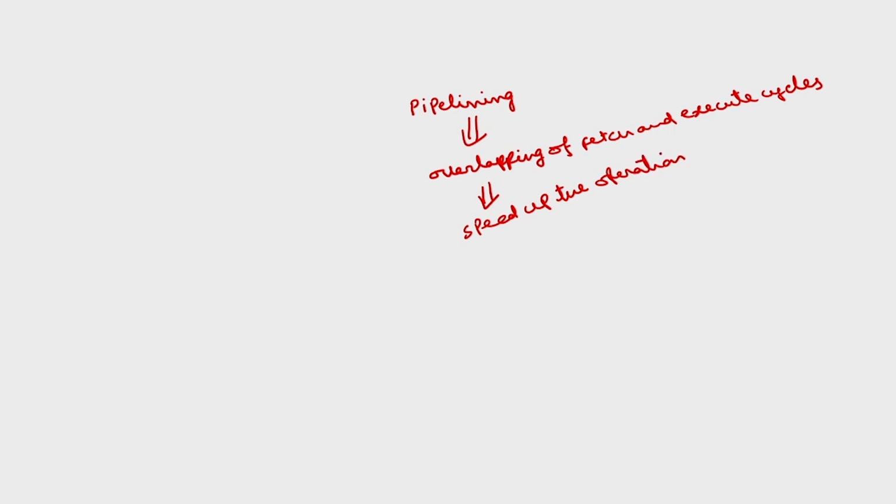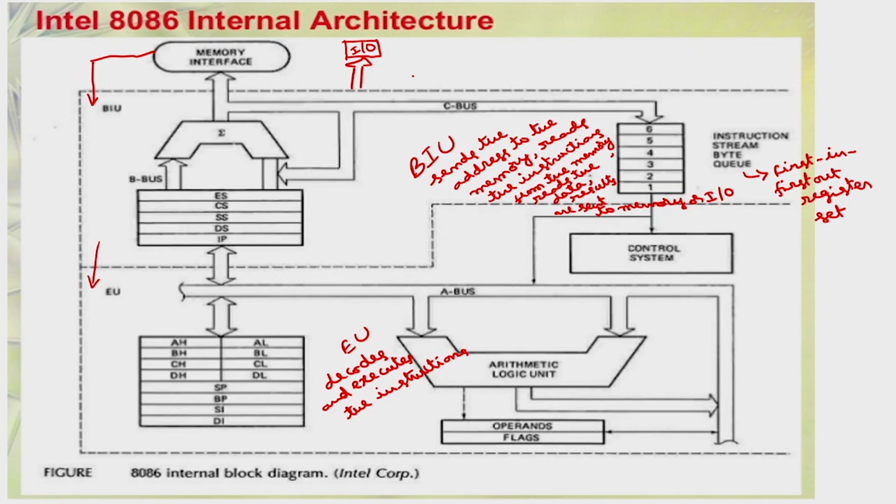This is the advantage of this 6 byte instruction queue. While the microprocessor is executing the first instruction, we can store 6 bytes here. Now the microprocessor will take the instruction from the instruction queue. This instruction will be fetched into the instruction queue. If the queue has space for at least 2 bytes, only then will the BIU fetch the instructions from the memory. So, from the memory the instructions go to the instruction queue, from the instruction queue they go to the execute unit, and after execution the results are sent back to either memory or an IO device.